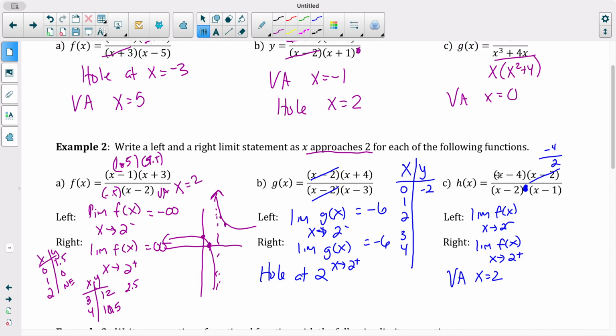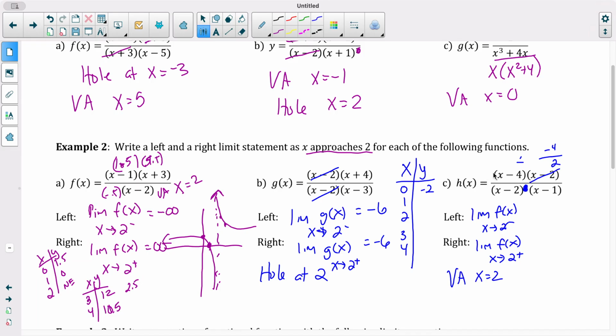Substitute in 1. 1 minus 4 is -3. -3 times 1 minus 2 is -1, all over... Oh, wait, what am I doing? Brain fart. Not supposed to multiply on the top, on that second piece. Okay, so let's try that again.